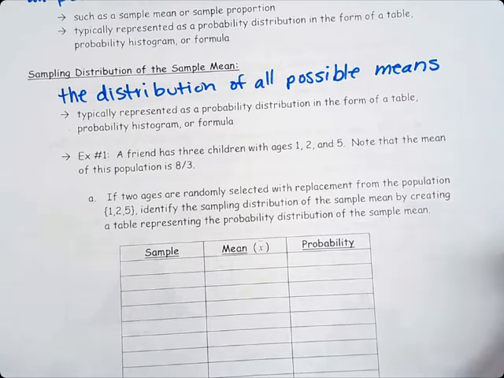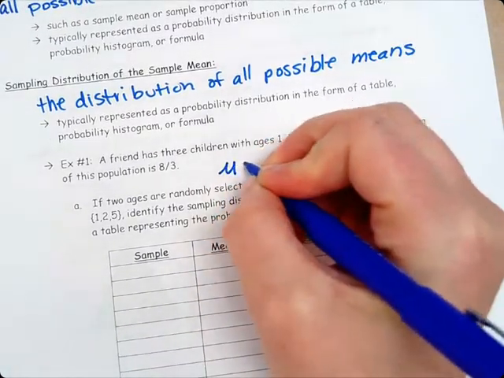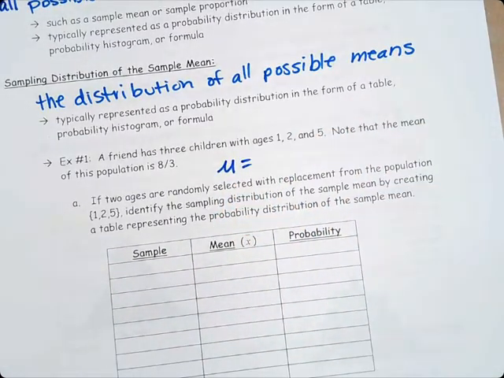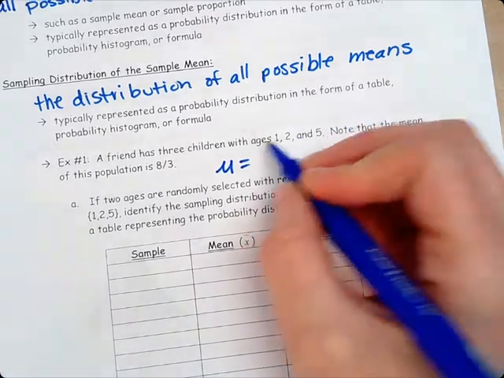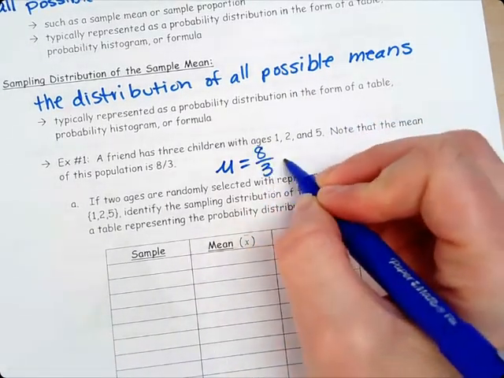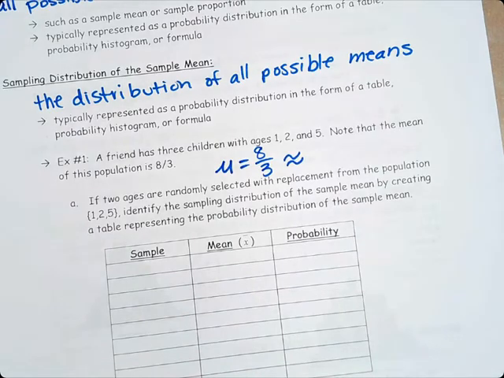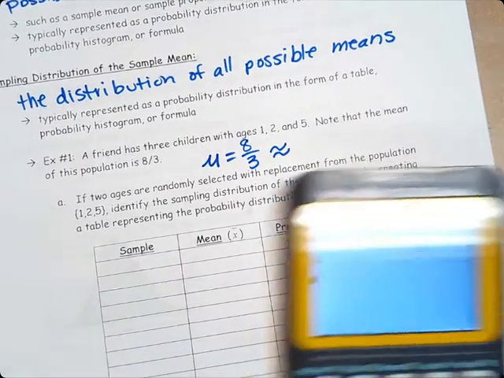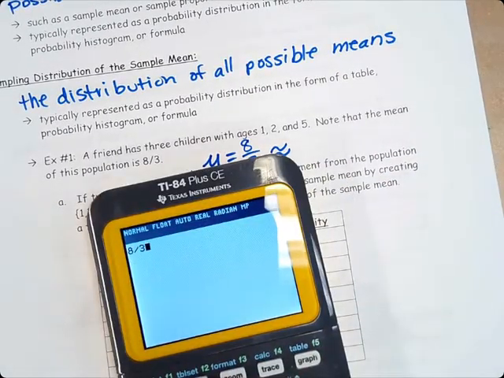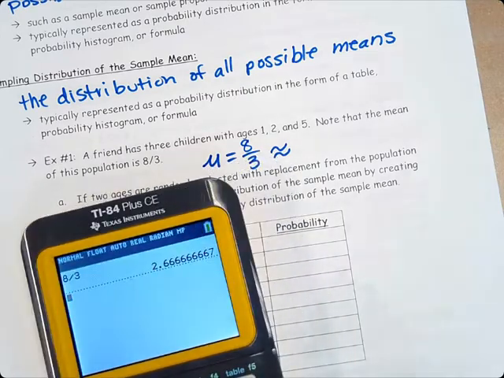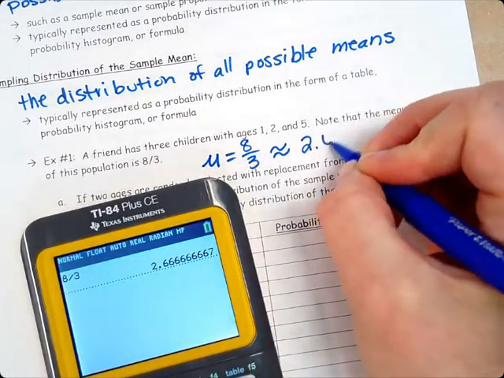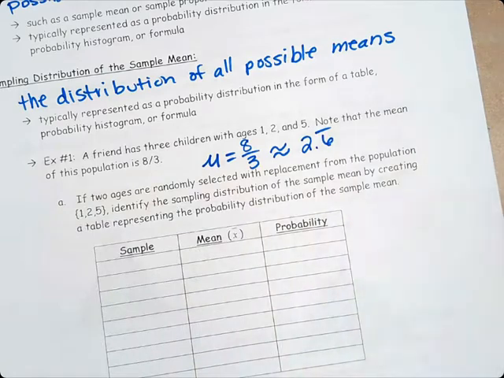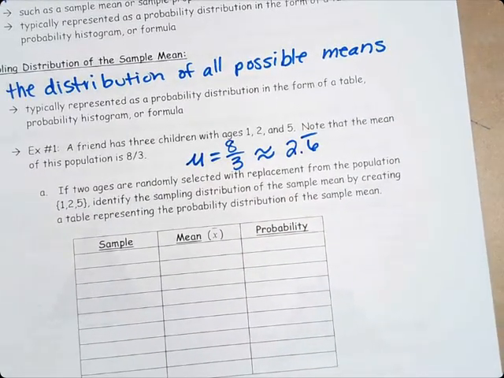So let's find what that mean is. 8/3, which if we round it, is 2.6 repeating. So that's what they're saying the mean of the ages is. We added them all up and divided by how many kids there are, and it's 2.6.